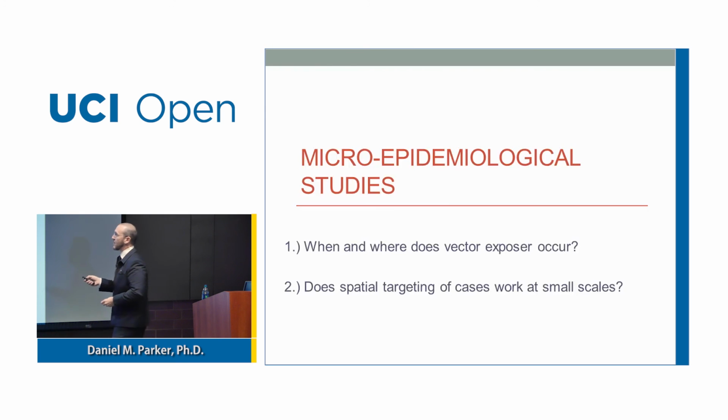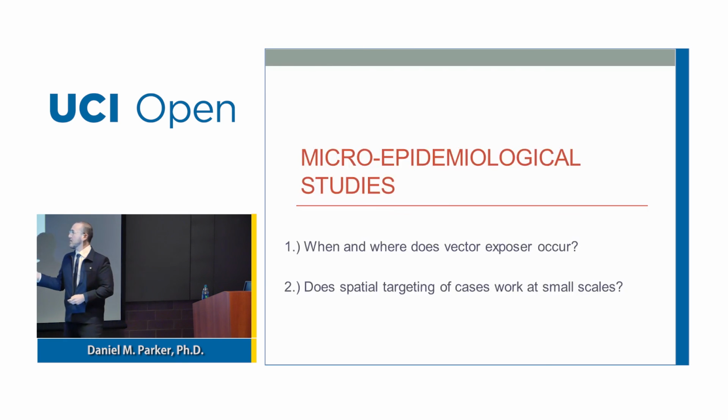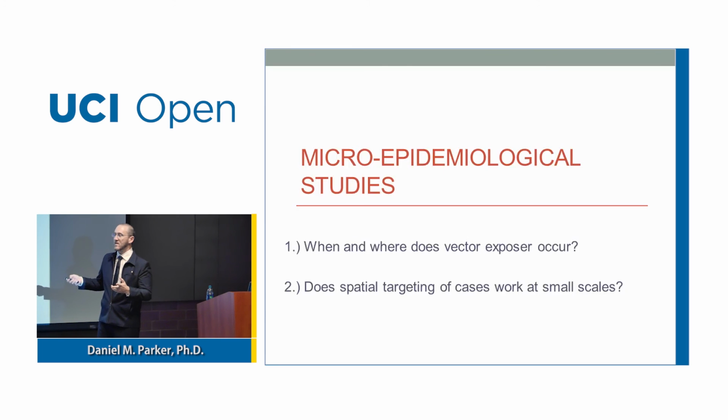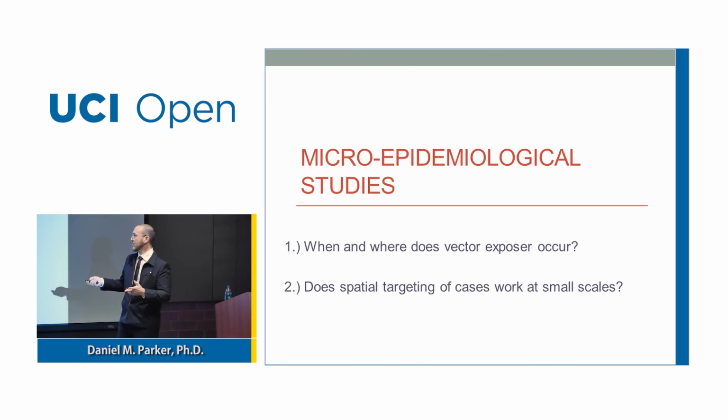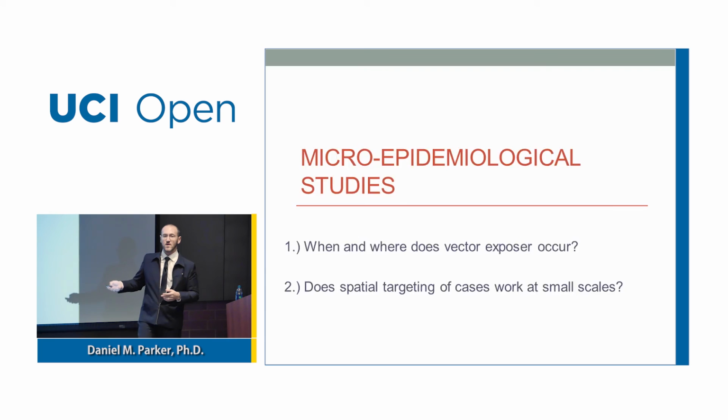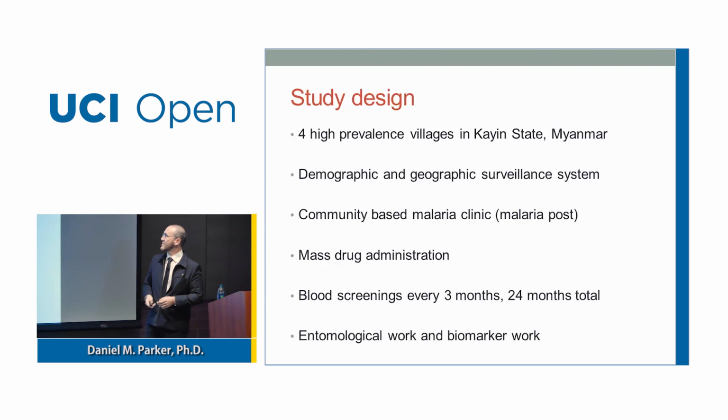So the microepidemiological work that I'll present here, there are two main questions. One is, when and where does vector exposure occur? And the other is, does spatial targeting of cases work at small scales? So this will be a part of the reactive case detection that I mentioned previously. First off, the study design, we started with 16 villages in Karen State. I'll show a map in just a second.